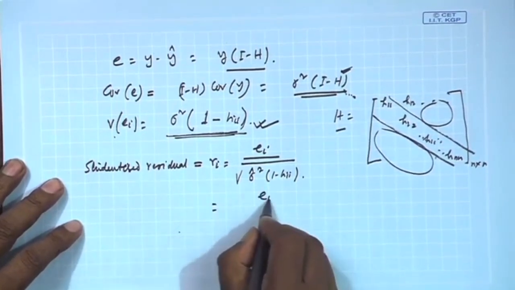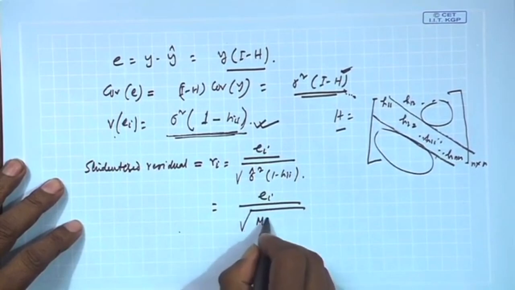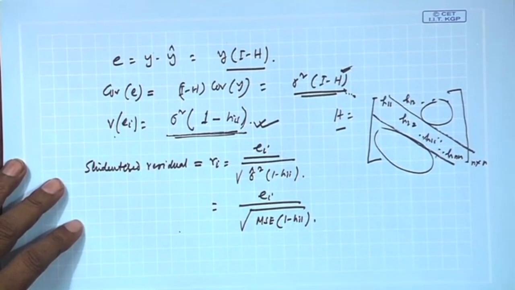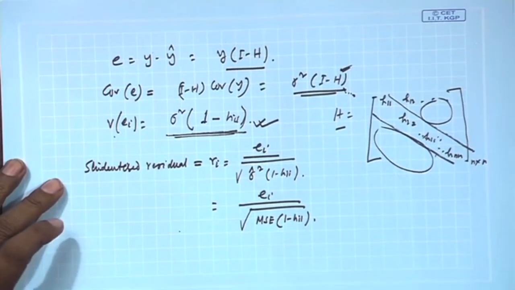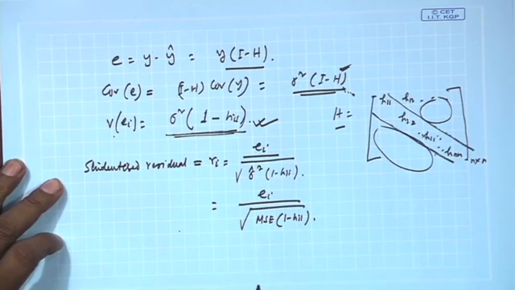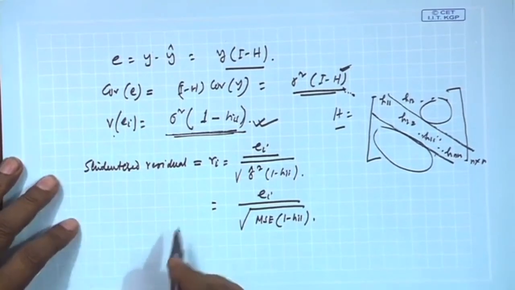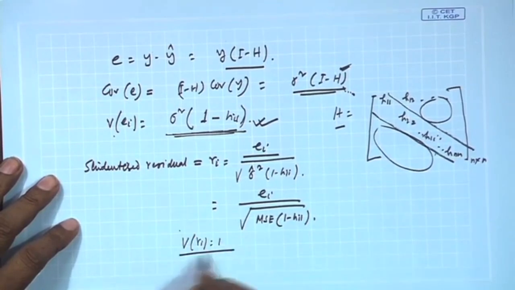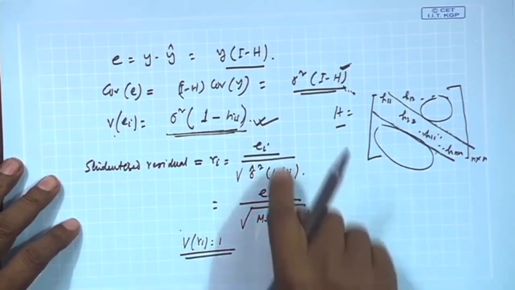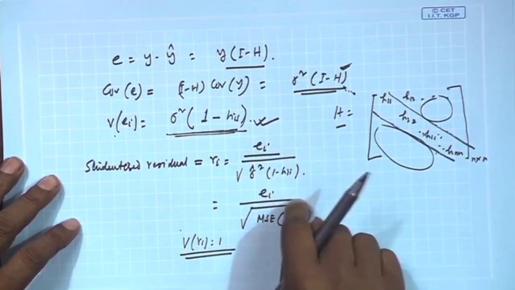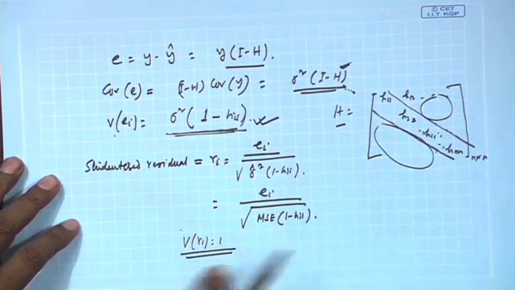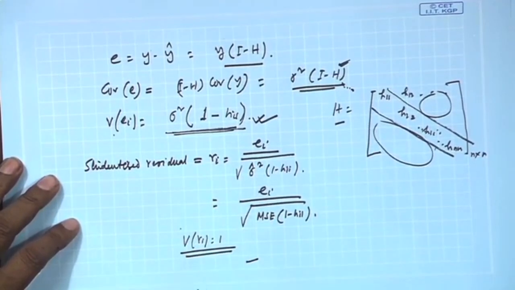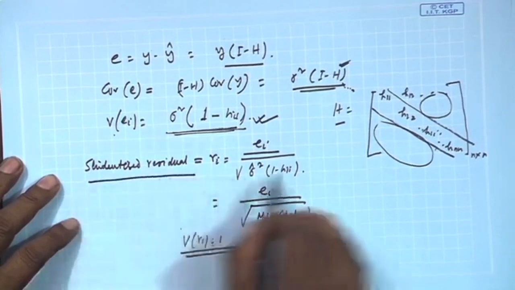Obviously, you can write this as this divided by square root of MSE times (1 minus h_ii), and all those things you know. And then what will be the variance of r_i? The variance of r_i will be 1, because this minus the mean value will be 0, and the variability is also 1. The mean of this is 0 and the variance is 1. But this is known as the studentized residual r_i.